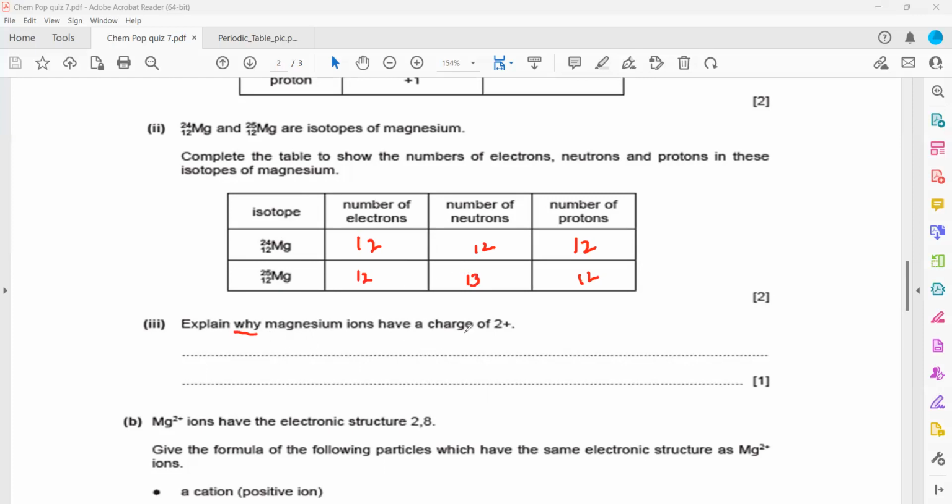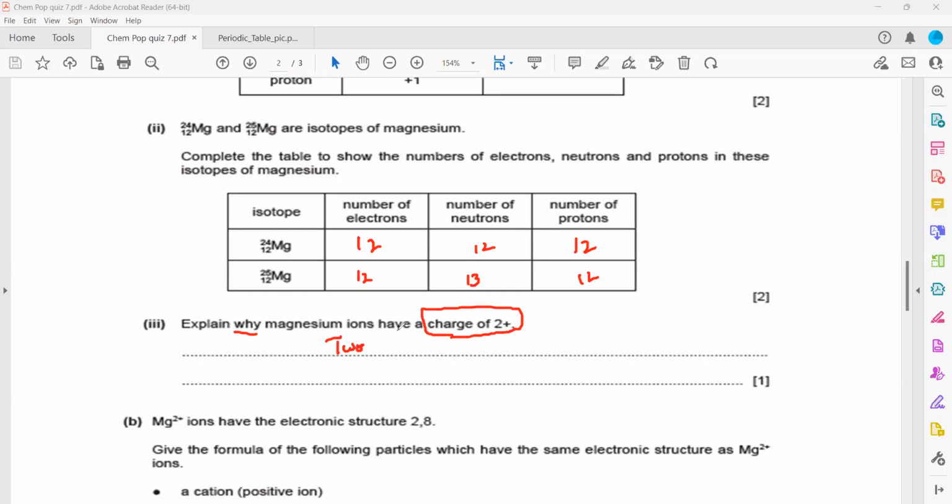Why magnesium ion is having a charge of 2+. So why the charge of the ion is +2 or 2+, it shows that there are 2 more protons than electrons.